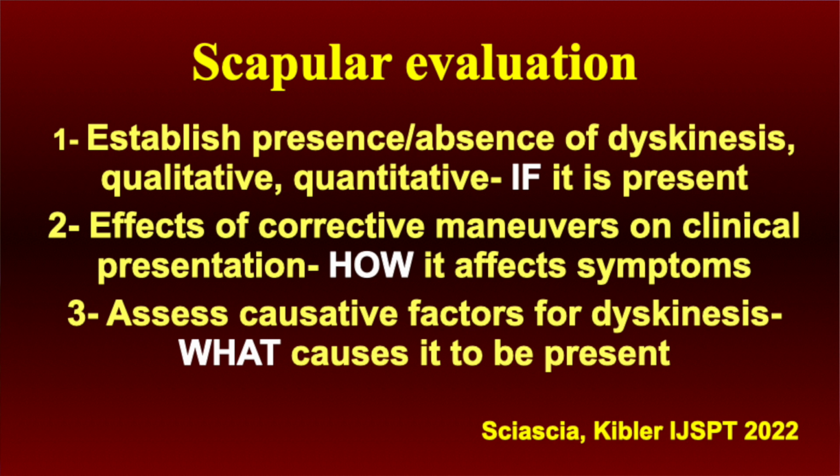Second, you have to see whether dyskinesis is actually part of the symptom complex. You do this by using what we call corrective maneuvers, and this affects the clinical presentation, so that tells you how it affects the symptoms. Third, now we have to assess all these causative factors that I listed. What caused this dyskinesis to be present? So there's a pathway that we can use to go through this in an organized way.